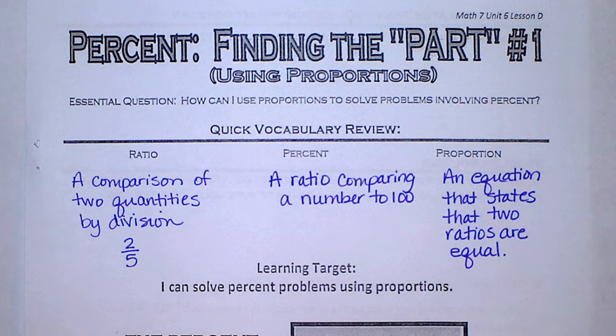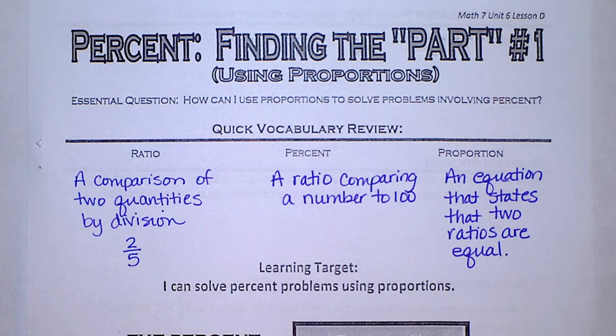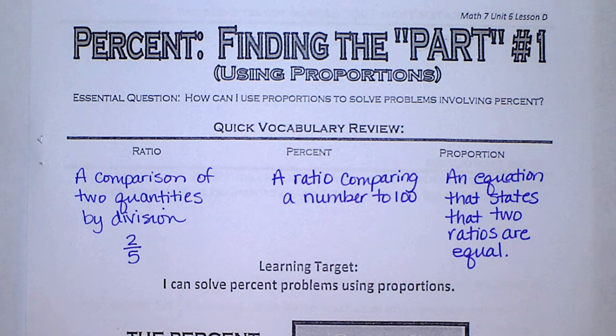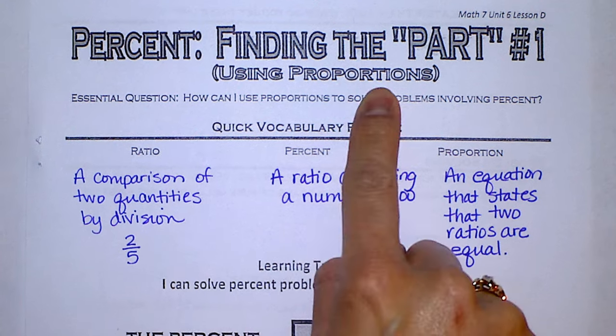Today we're going to be talking about Math 7 Unit 6 Lesson D. We're going to be finding percent, which is finding the part, number 1, and we're going to be using proportions to do this. Now the next lesson will show you how to do the same concept, but we're going to be using a different method. So today we're going to be focusing on using proportions.